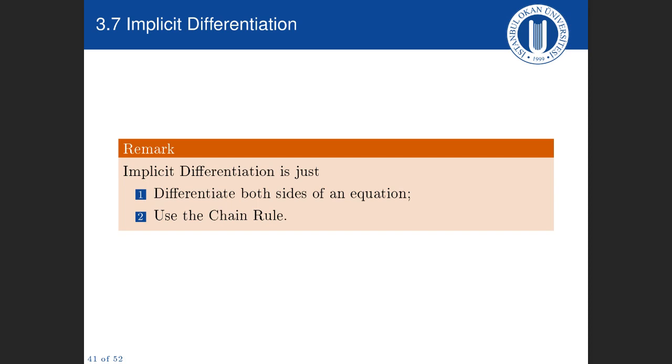So let me just recap. What is implicit differentiation? It's just step 1, differentiate both sides of an equation. That's easy. Step 2, use the chain rule. You know how to do that. That's not too hard. In all of the examples in this section, this is what we're going to be doing. We have an equation. We're going to differentiate both sides, and then we're going to use the chain rule.